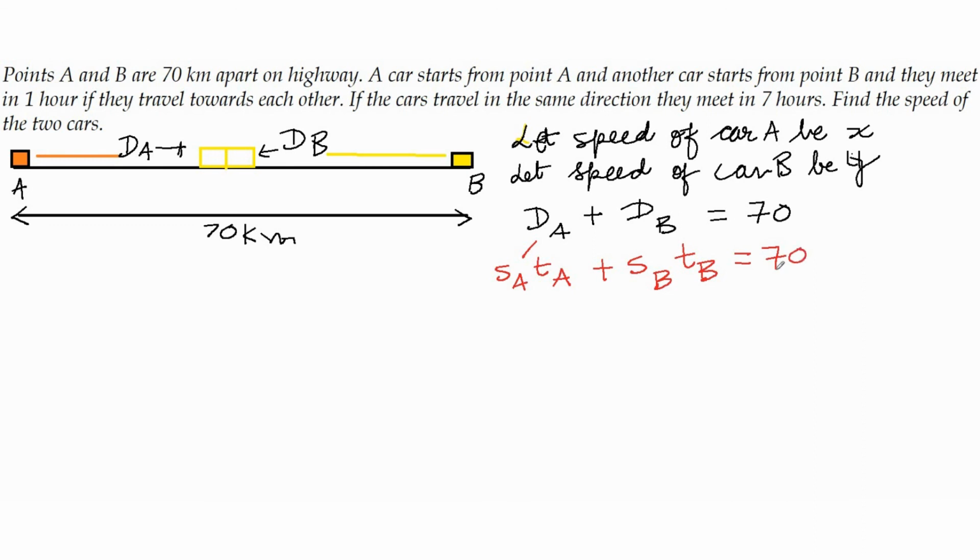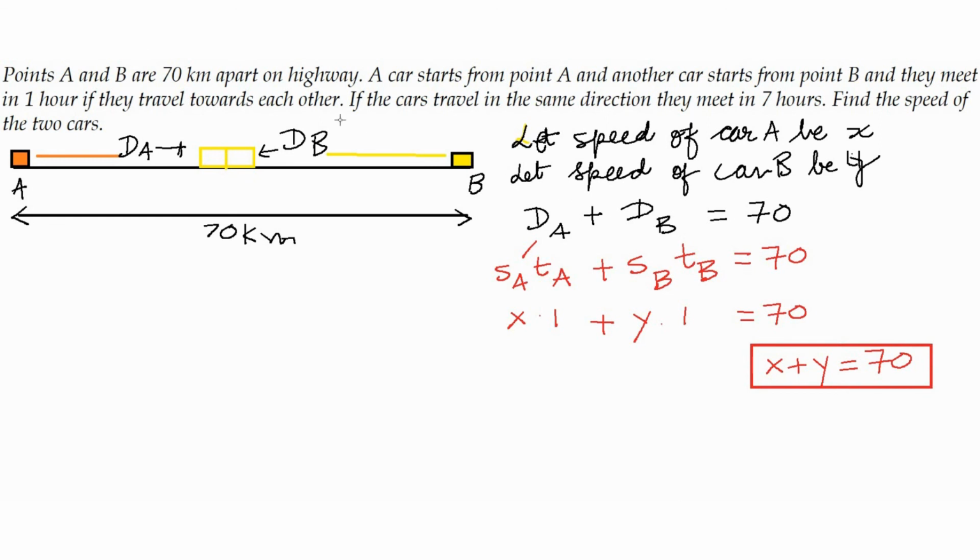So you will notice that in the previous questions I was taking the total time as the guideline for forming the equation, but here I am using the distance covered by the car as the guideline, right? Therefore, the speed of car A is x. Time taken by car A is 1. Plus speed of car B is going to be y, and time taken by car B is also going to be 1, which equals 70. Therefore, the first equation will be x plus y is equal to 70. Right? This is the first equation.